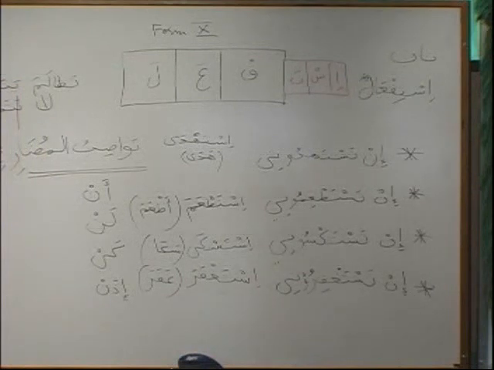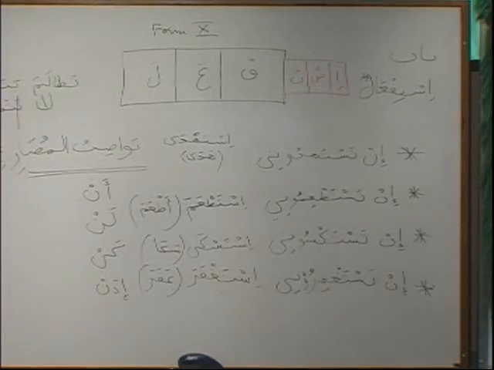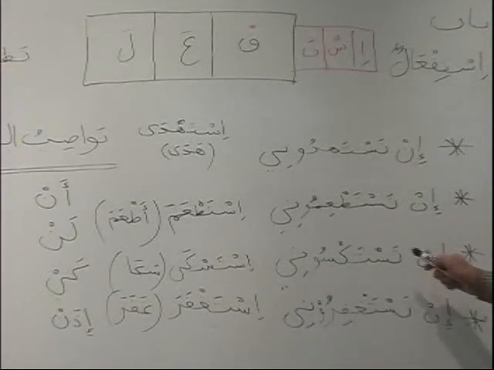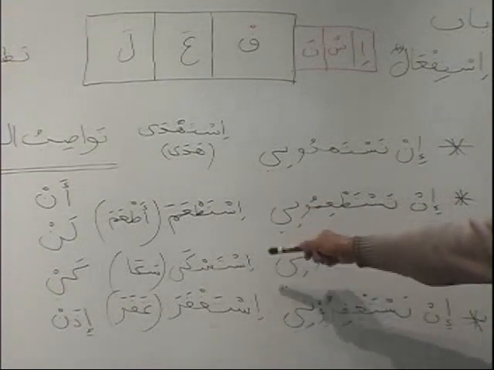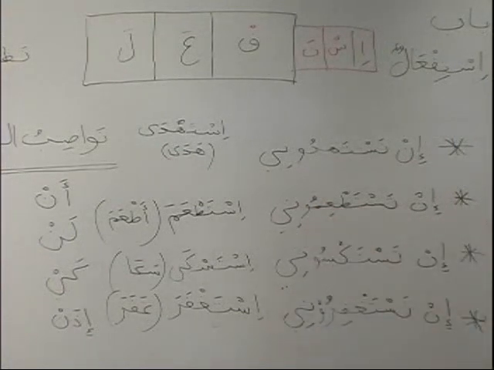Fastatmi'uni. What is it? Amar. Istat'imu. Fi'lu amrin mabniun ala hadfi noon. Are you with me? So in other words, you got to be strong in your conjugation. You got to be strong in your conjugation. So you should know, inshallah. Fine.